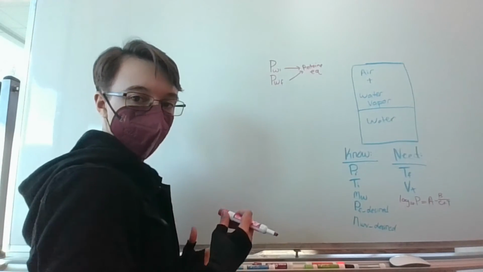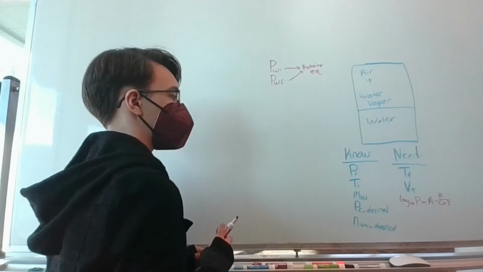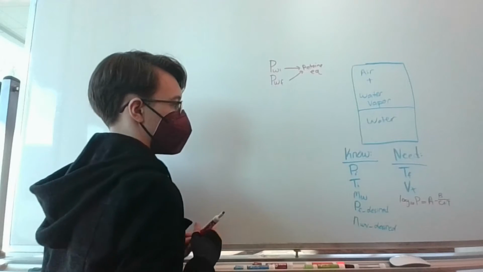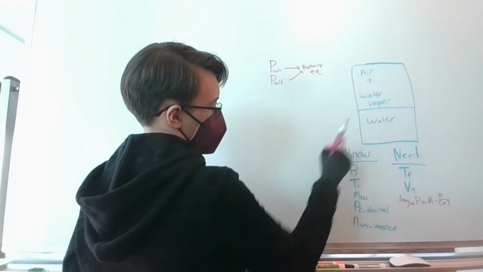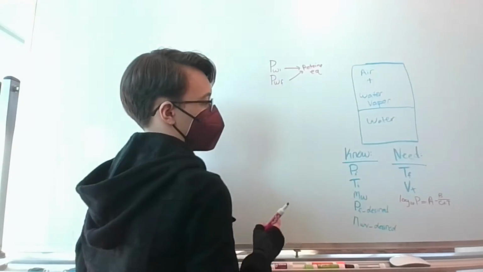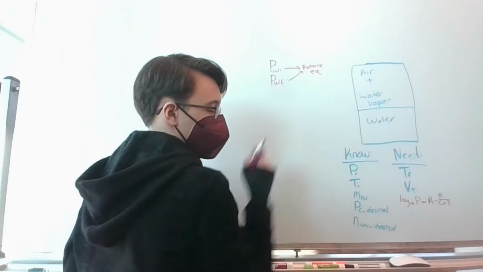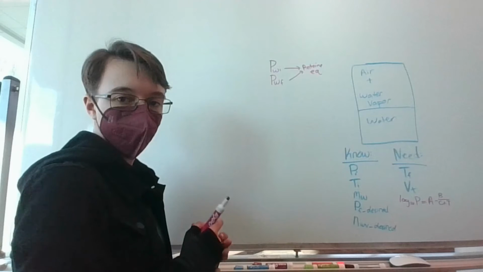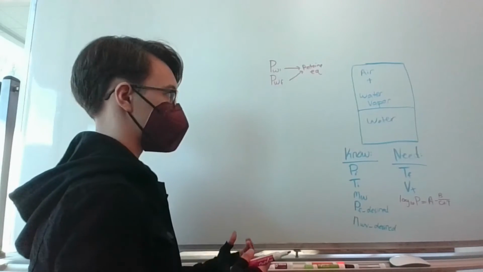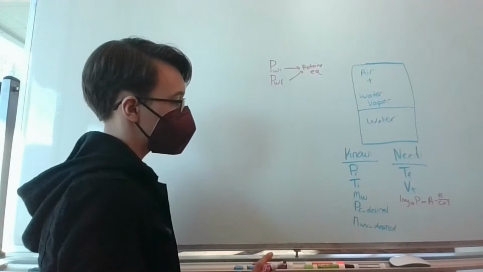Now, the next thing we're going to do as we're looking at this problem is we need to know how much stuff we have in here. So we're given the mass of the water. We're given the desired moles of the water vapor molecules. But we really don't know anything about how much air is in this container. So let's find an equation to find that out.